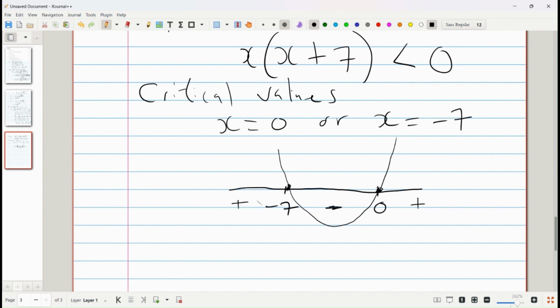So our final answer is when negative 7 is less than x is less than 0. So between negative 7 and 0, we'll find our solution to be negative.